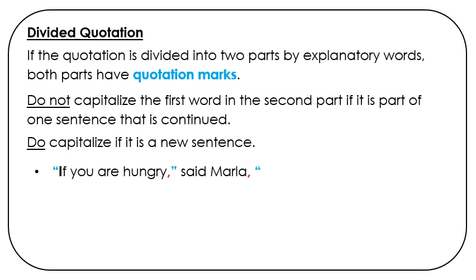"If you are hungry," said Marla, "we can eat at the mall." If you are hungry, we can eat at the mall is all one sentence. It's separated by this attribution. So we put a comma before these quotation marks and then a comma after the attribution. But we do not capitalize the second part. It's still connected to the first. The sentence ends here.